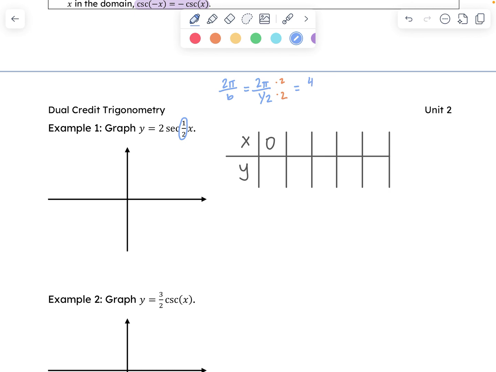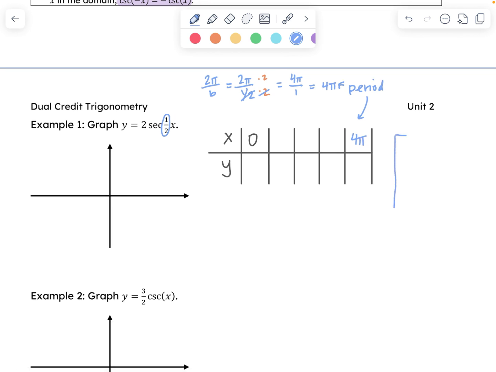On the top, that gets me 4 pi. On the bottom, the denominator in that 1/2 with that 2 cancels, and I get 1. So 4 pi over 1 is just 4 pi. So that's my period, and it's going to go on the end of my interval, 4 pi.